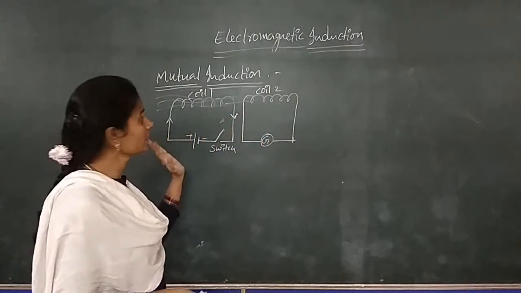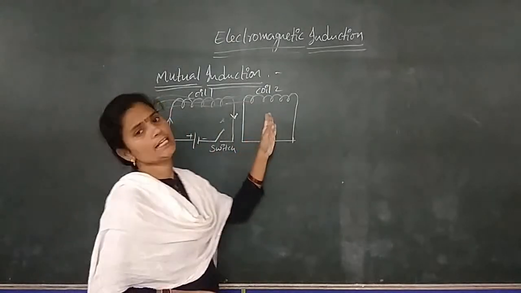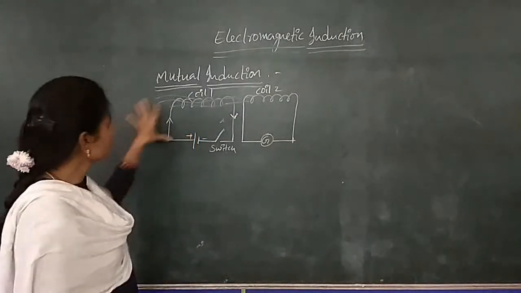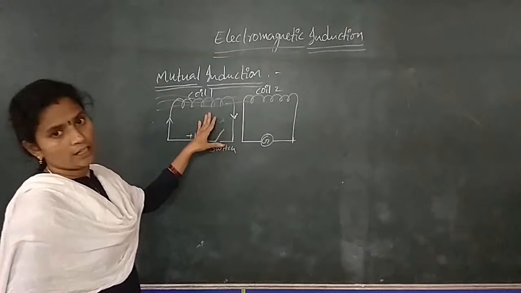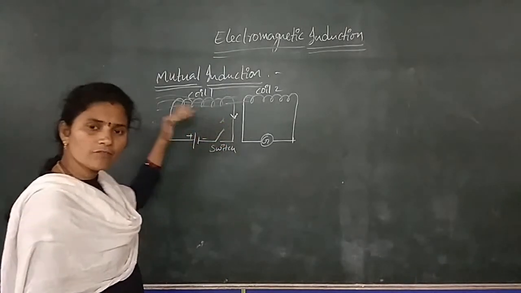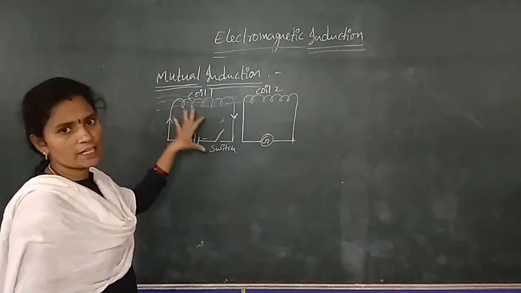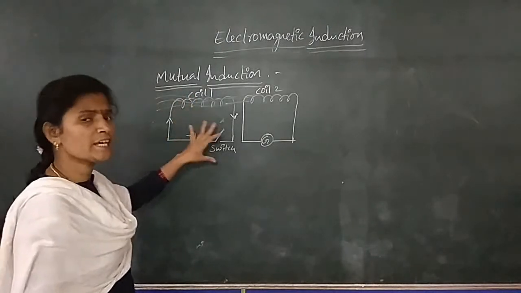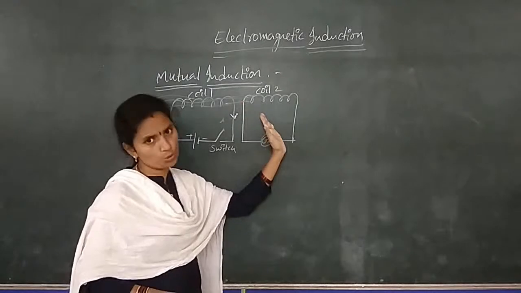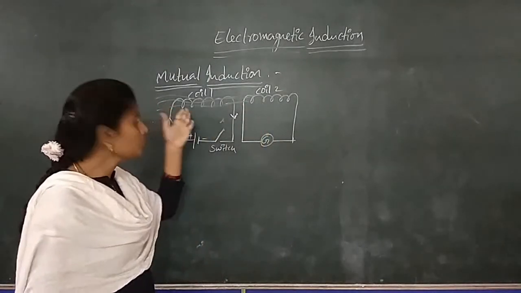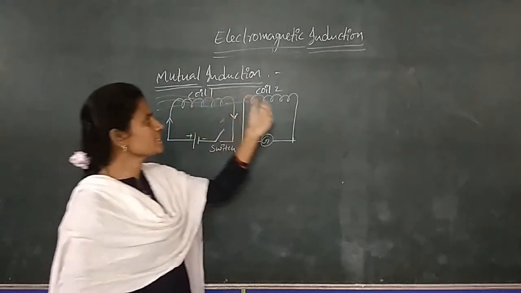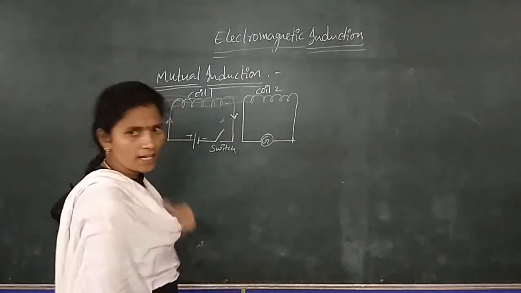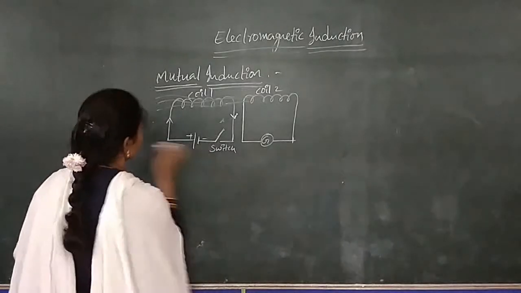How can we say that induced EMF is generated in coil 2? It shows deflection in the galvanometer. So whenever the current passes through coil 1, the magnetic field varies. Due to that varying magnetic field, the flux also varies. Due to that varying flux, induced EMF is generated in coil 2. So due to the first coil, induced EMF is generated in the second coil. This phenomenon is known as mutual induction.